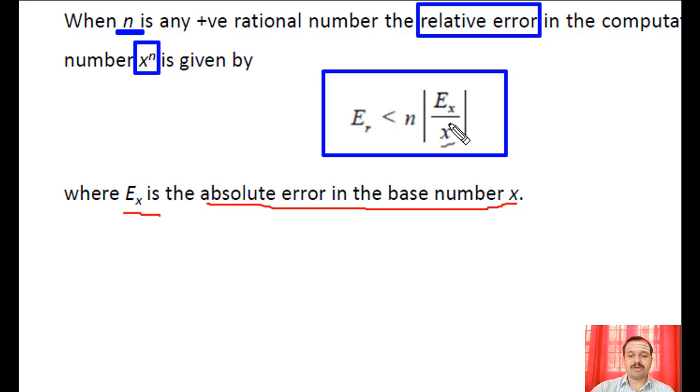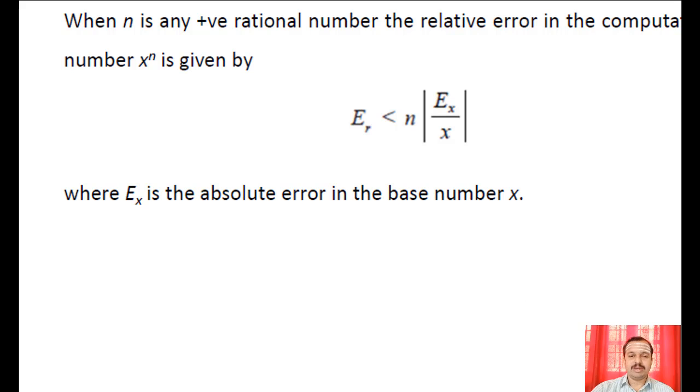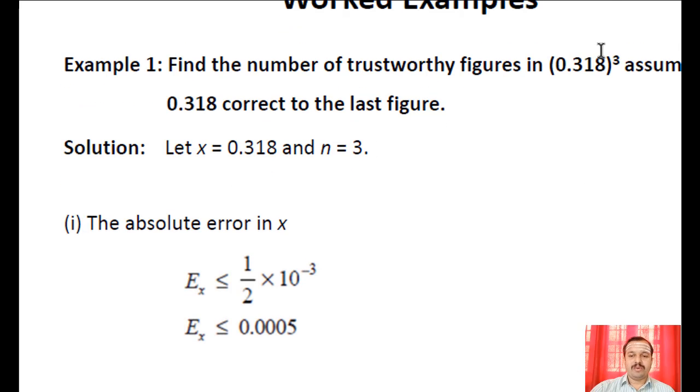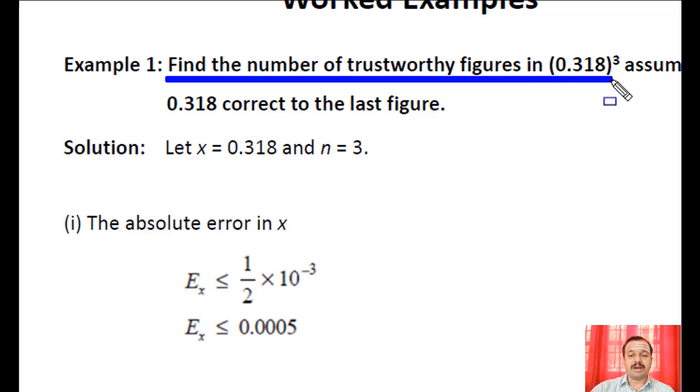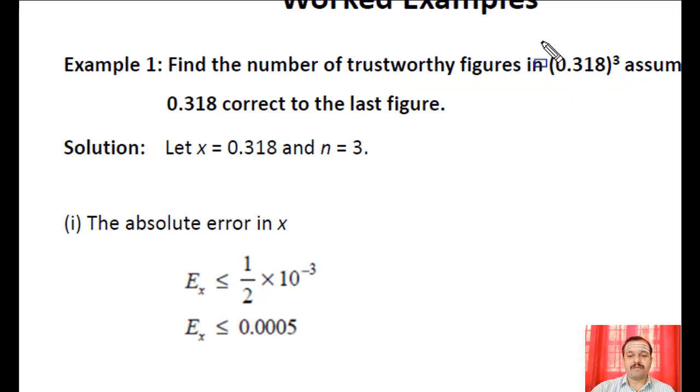So let us solve the examples on this topic. The first example is here. What is the question? Find the number of trustworthy figures in the computation of the number. Please look at the number, how the number is. The number is 0.318 to the power 3.